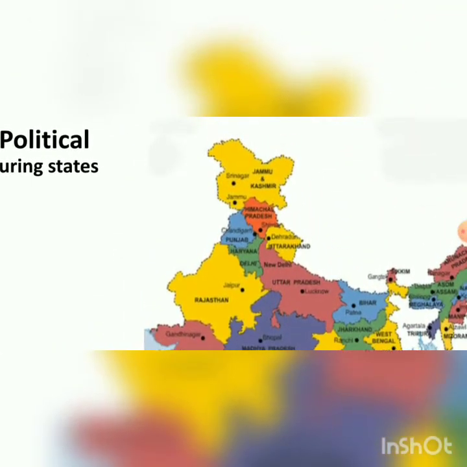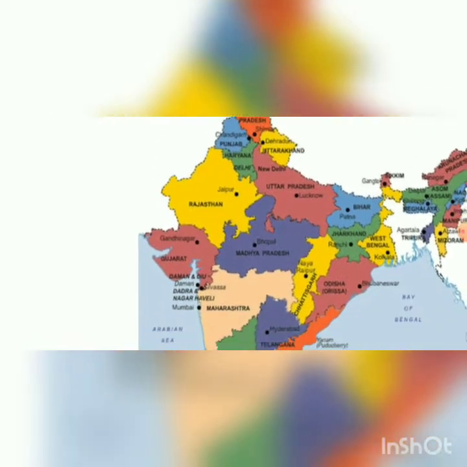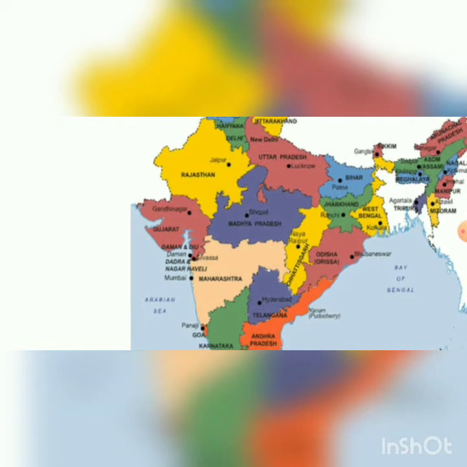Now towards the north of India we have Jammu Kashmir. When we come downwards you have Rajasthan. Okay, now Jammu Kashmir, the capital of Jammu Kashmir is Srinagar. Now all the states are having their capitals also. Rajasthan, the capital is Jaipur. Now we come to Gujarat. The capital of Gujarat is Gandhinagar.